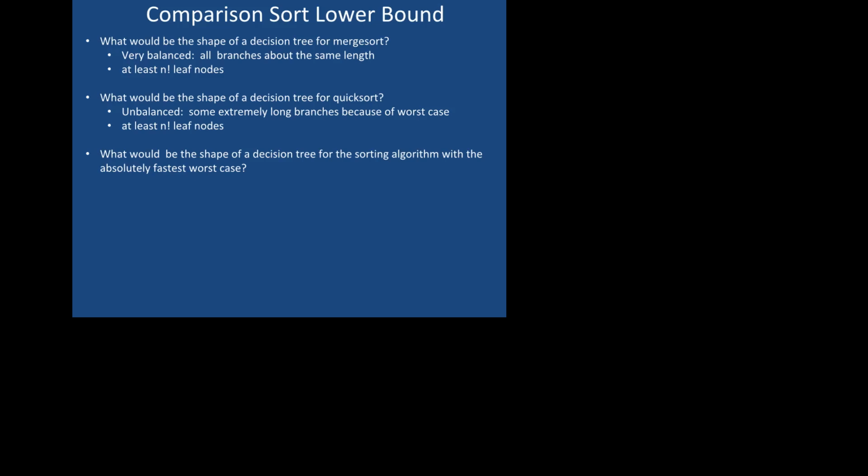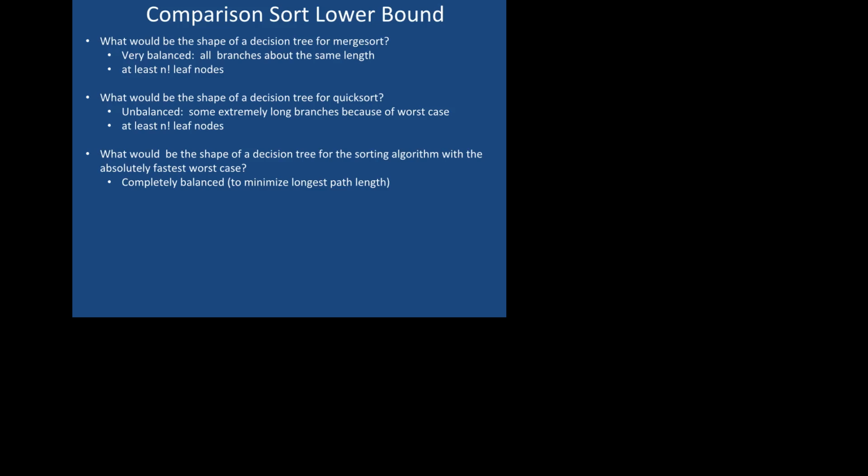We don't know what algorithm that is, but what would the decision tree look like? What would be the shape of the decision tree for the world's best? It'd be perfectly balanced or as close as you could get. If there are an odd number of elements, maybe there's a difference of 1 between some of the branches, but it'd be as balanced as you can get in a binary tree.